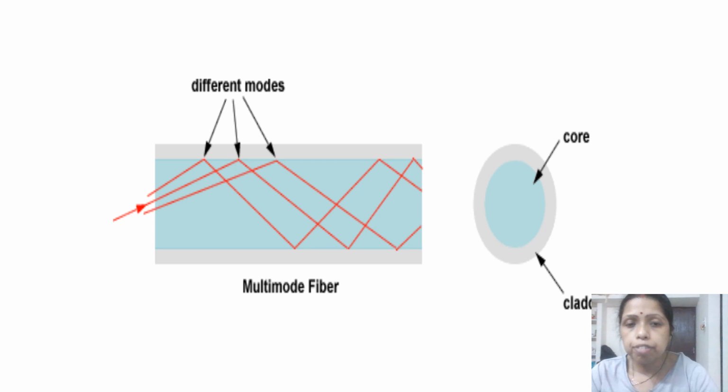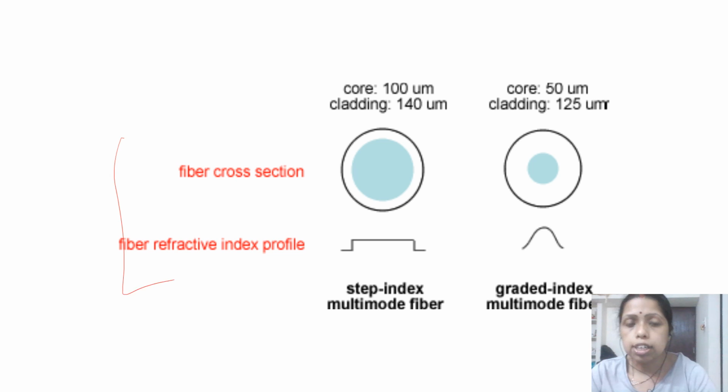And you can see that if different modes are propagating through the fiber, this is the way the light can propagate through the fiber. There are different modes in the multi-mode fiber. Now if you compare the step index multi-mode fiber and the gradient index multi-mode fiber, in both cases the diameters are larger than the single mode fiber, but between the step index and gradient index multi-mode fiber, the diameter of the step index is larger than the diameter of the gradient index. You can see the diameter range here.